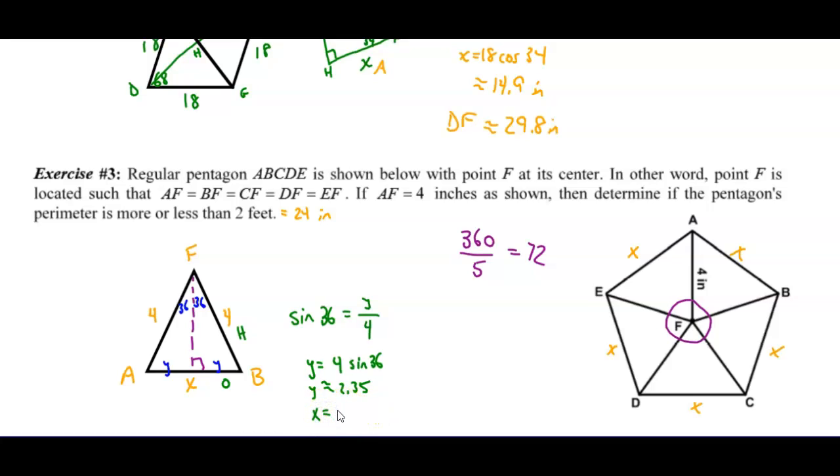That's the y, so my x segment must be double that, or about 4.7, because I took half of the triangle when I did the sine equation. So if the x is 4.7, then the perimeter of the pentagon must be about 5 times 4.7. So that's about 23.5 inches, which is less than 2 feet. Just a little bit, but it's less than 2 feet.